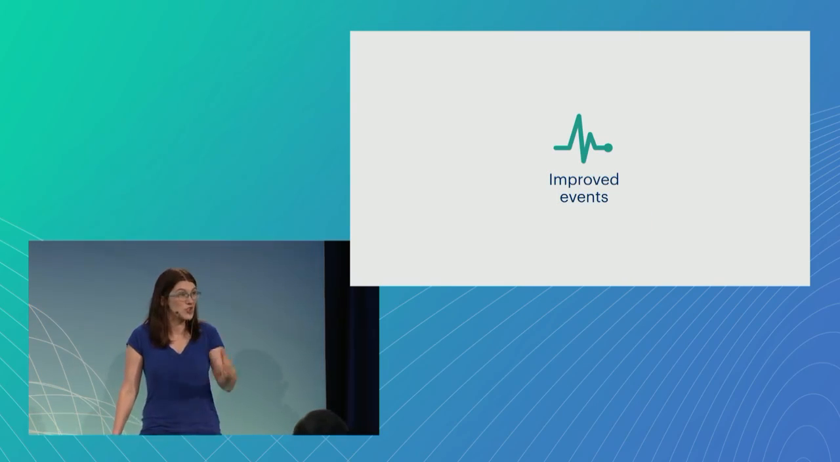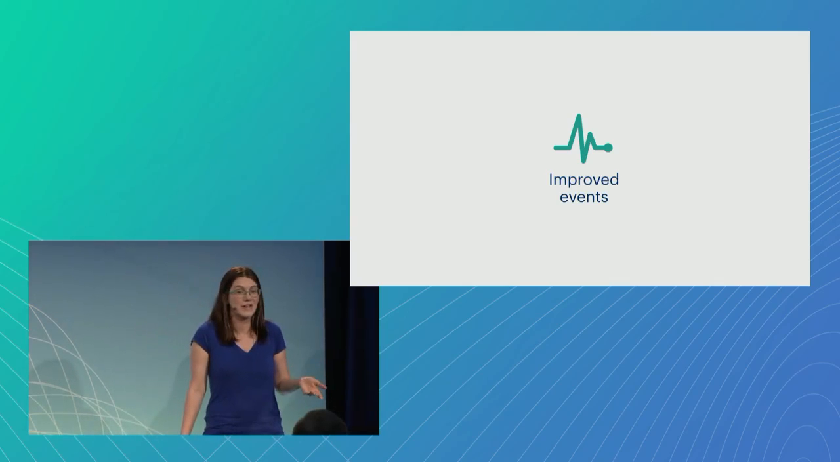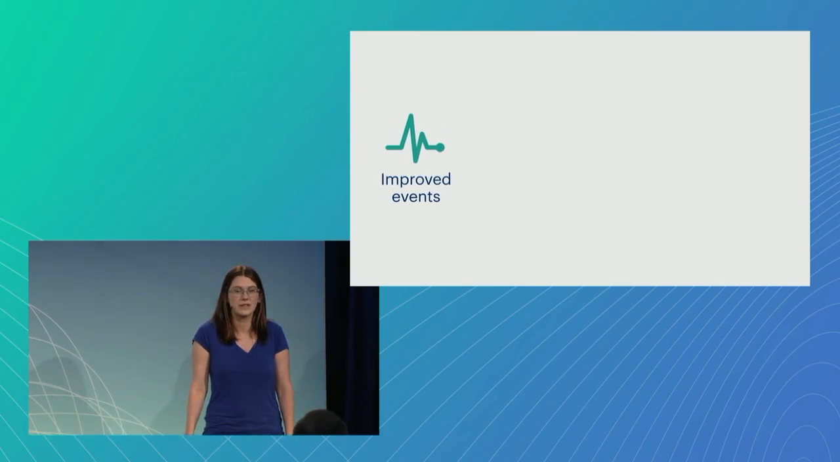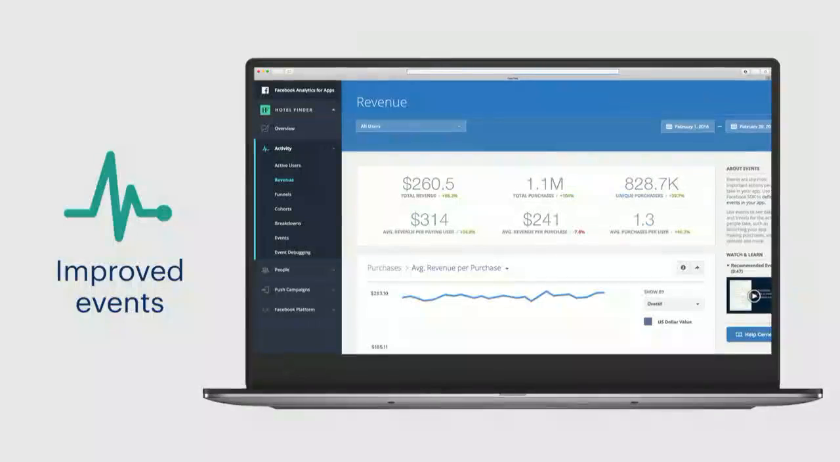Now, a lot of times you're trying a lot of stuff and you want to see if it worked. One way to look at that is to look at events over time. And that's why we've built improved events. Improved events lets you apply a segment to your event trends so you can really zoom in on the data to get the answers that are important to you.